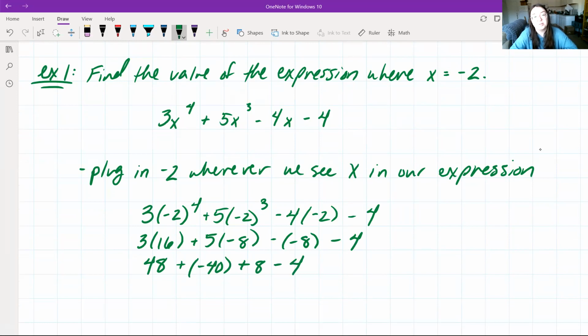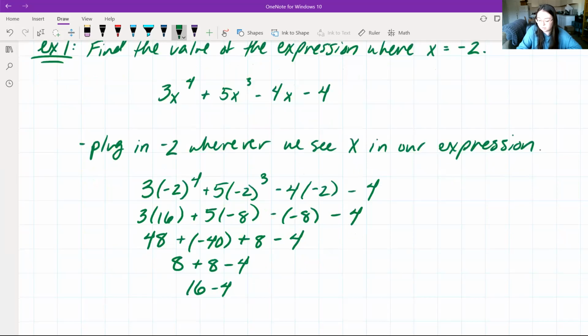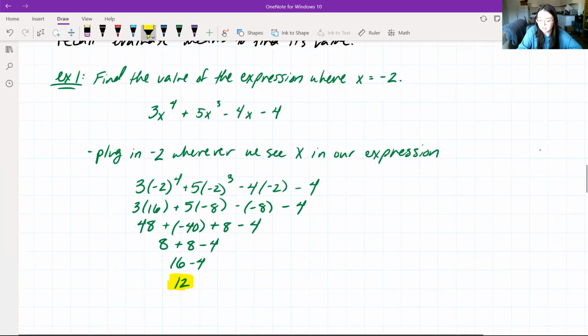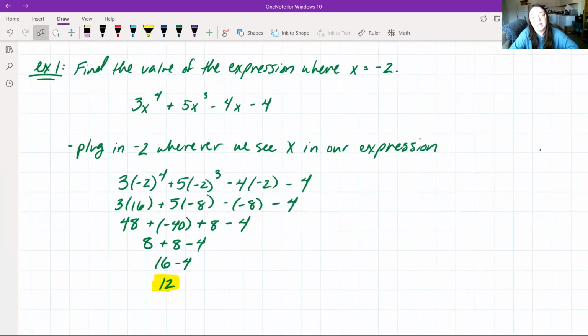And now we just want to combine our terms in order from left to right. So 48 plus -40 is going to give us 8. So now we have 8 plus 8 minus 4. 8 plus 8 is 16 minus 4, and that gives us 12. So the value of our expression when x is equal to -2 is going to be 12. So that would be how we would evaluate a polynomial for a certain value.